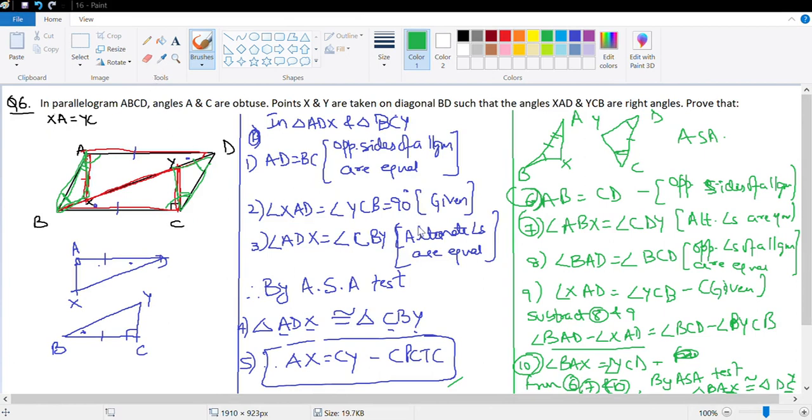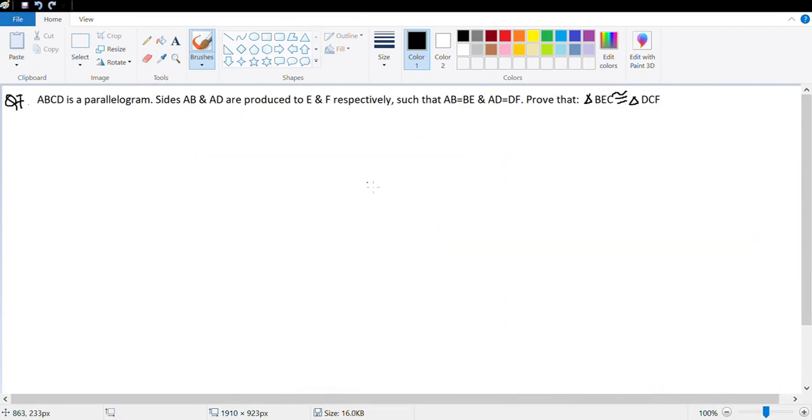The next question that we do is question number 7. Let's look at the question. Question 7 says ABCD is a parallelogram. Sides AB and AD are produced in a manner to E and F respectively, such that AB is equal to BE, DF is equal to AD, and we need to prove these two triangles congruent. Again, like I said, rough diagrams required. Makes sense to draw a rough diagram.